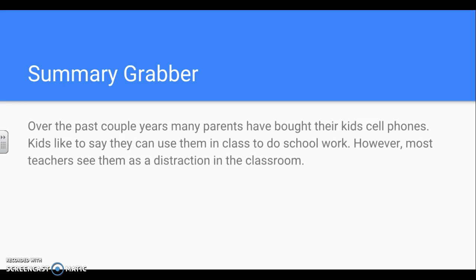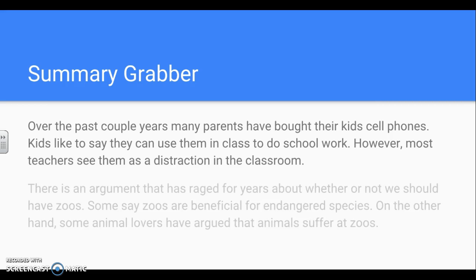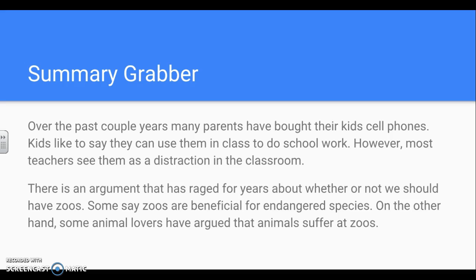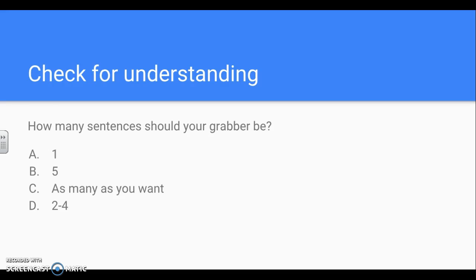And the last one was a summary grabber. You're just summarizing both sides of the argument quickly so that the reader feels comfortable with the issue before you go into more in-depth information and evidence later. So the first one is about the cell phone issue. Just briefly explaining the two sides, the two parties. Kids say this, teachers and administrators say that. The second one here is about the zoos again. On one hand, and on the other hand, just briefly summarizing both sides of the argument.